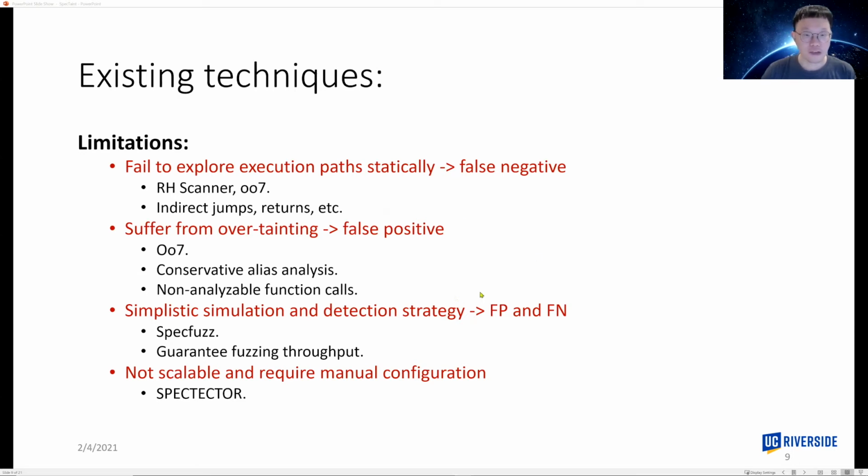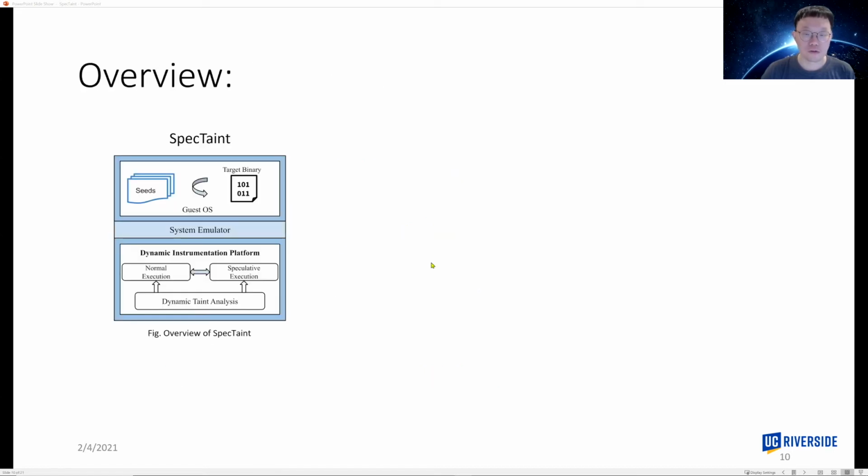To solve those limitations, we propose our approach, SpecTaint. SpecTaint is also a dynamic approach. It relies on external fuzzers to generate test inputs and runs the target program inside a system emulator. To simulate speculative execution, it performs dynamic binary instrumentation to redirect control flows. Along simulated speculative paths, it performs dynamic taint tracking to detect potential Spectre gadgets.